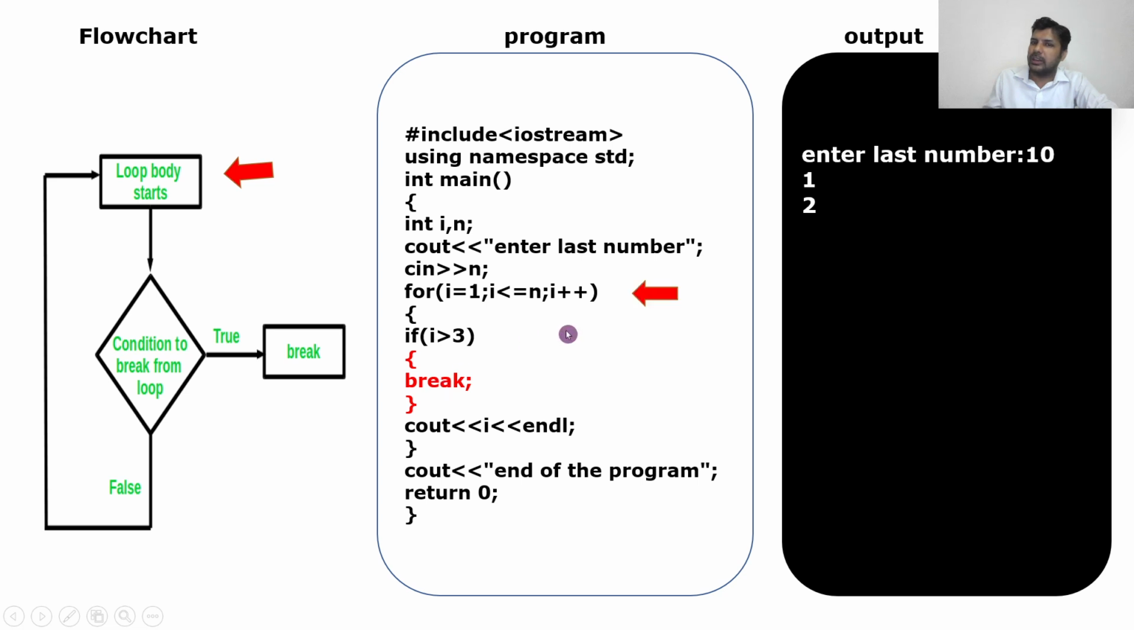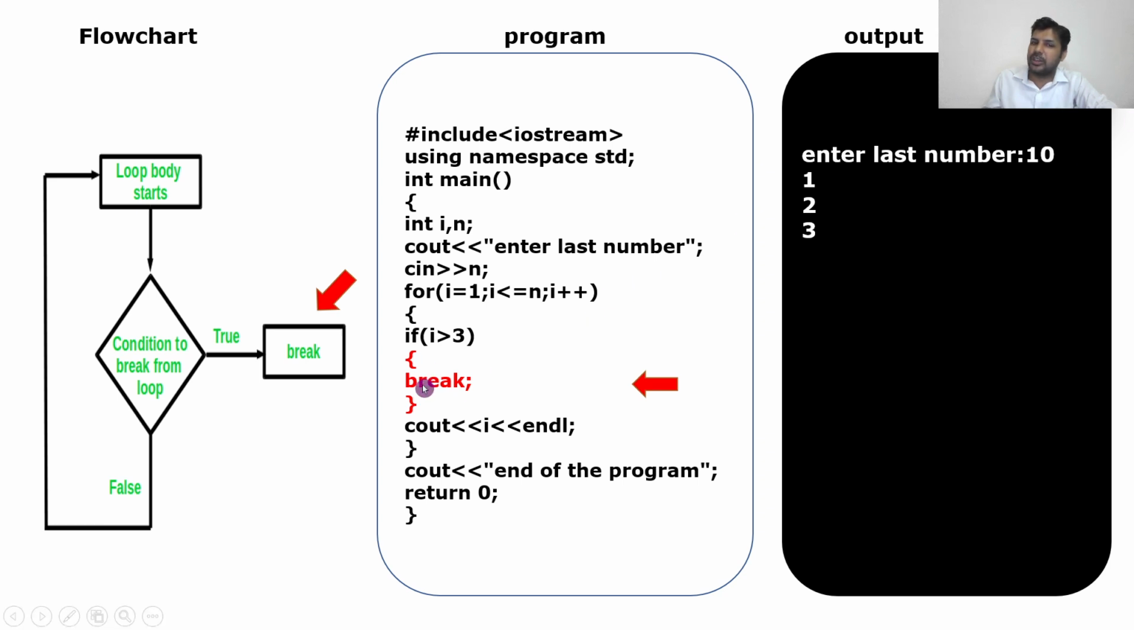Next, again it will increase to 3. Again it will check: 3 is greater than 3? Condition fails. Again it will print 3. Next, again it will increase to 4. Now it will check the condition. See, 4 is greater than 3. Yes. Now it will go inside the condition.